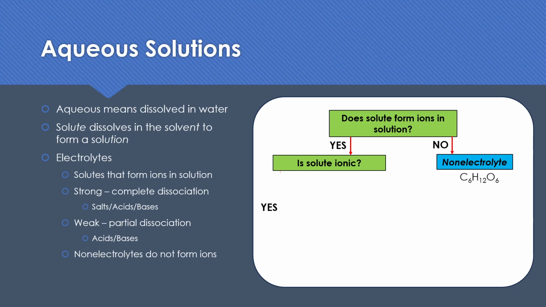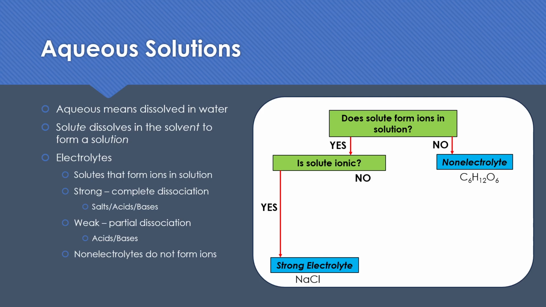If it's an ionic solute, then it's a strong electrolyte. All salts, all ionic compounds are strong electrolytes. Now, there's a little bit of contention here because there are some ionic compounds that have really, really low solubility constants, so they don't dissolve in water very well. But when they dissolve in water, they 100% break up into their ions. So sodium chloride would be an example of a strong electrolyte that's ionic.